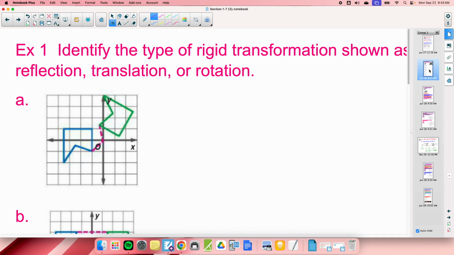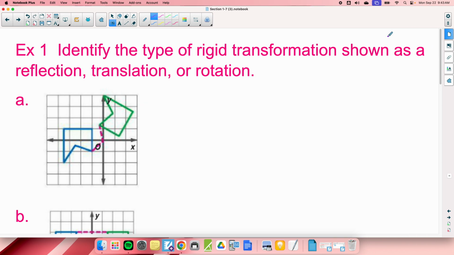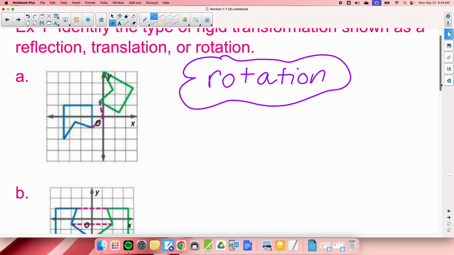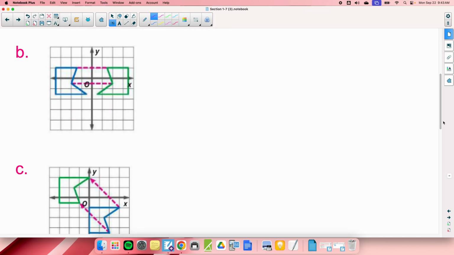So if we look at this, now this page you should have in your notes. This just asks us, is this a rotation, reflection, or translation? What is this first one? A rotation. It's like turning it. Very good. And then if we look at our second one, what does that look like? Reflection. This was reflected over the y-axis, and if you folded that in half, it would map onto each other.